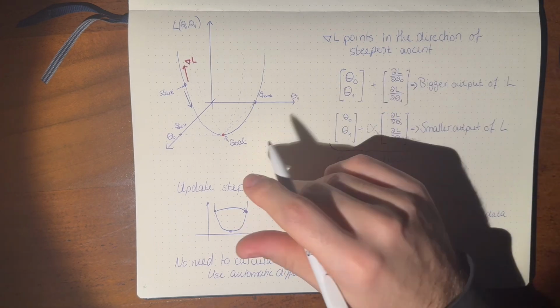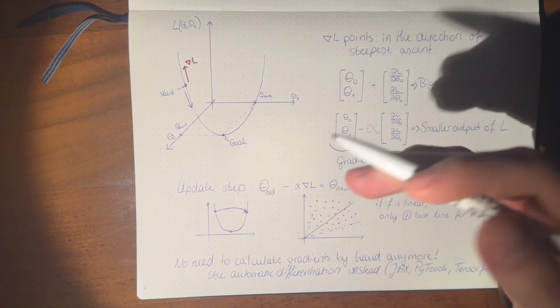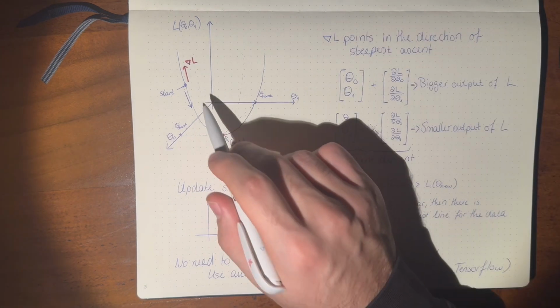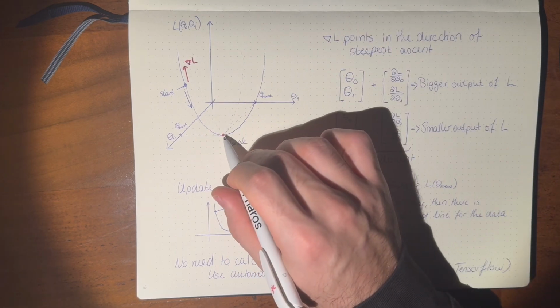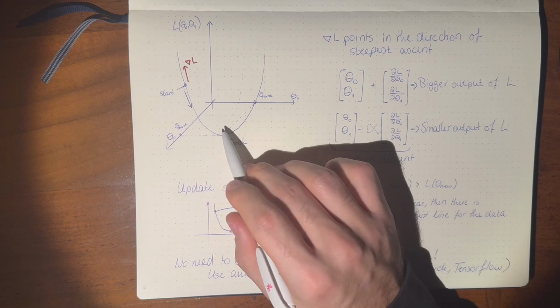So as I mentioned before, every function creates its own kind of landscape, and the loss function that we talked about earlier is no different. It also has a kind of landscape. And our goal is to reach the bottom of this landscape because the lowest point corresponds to the smallest error, and that's what we want to reach.